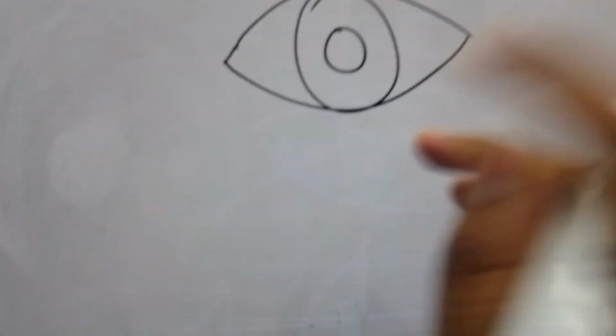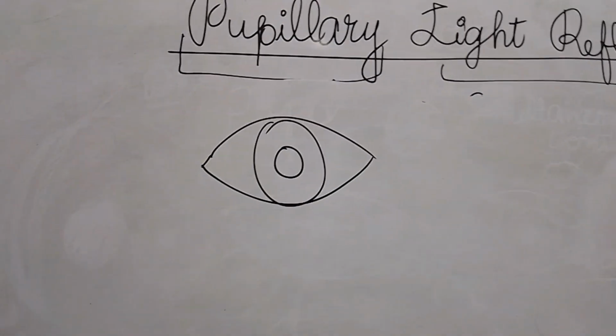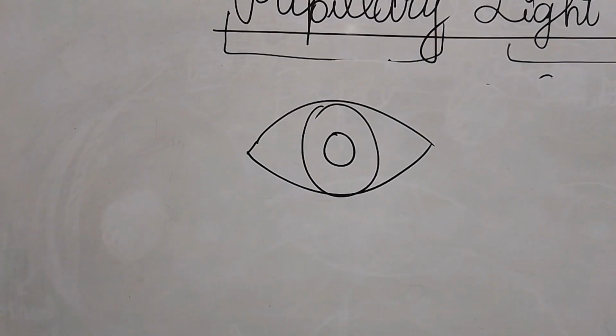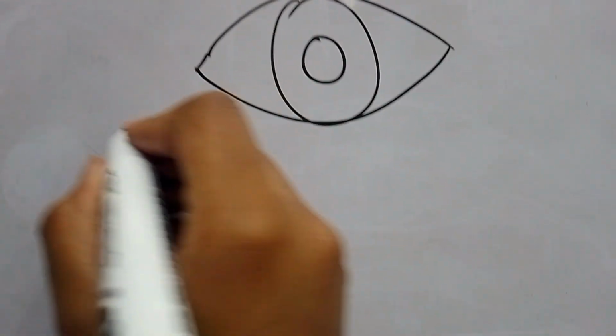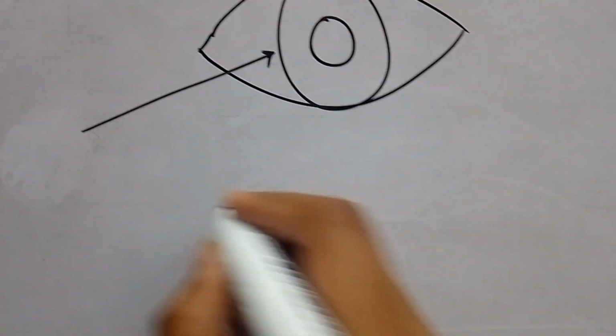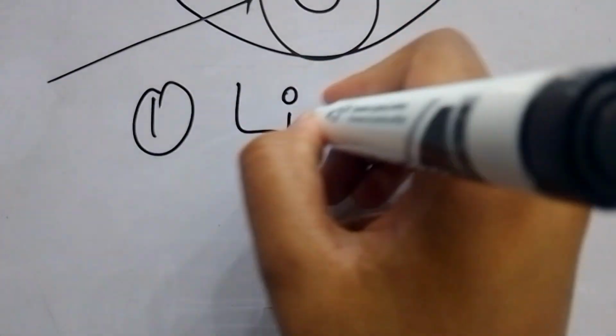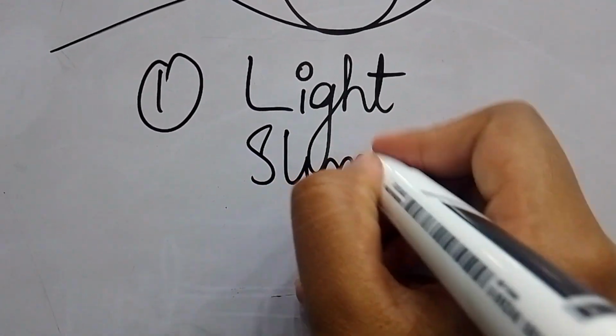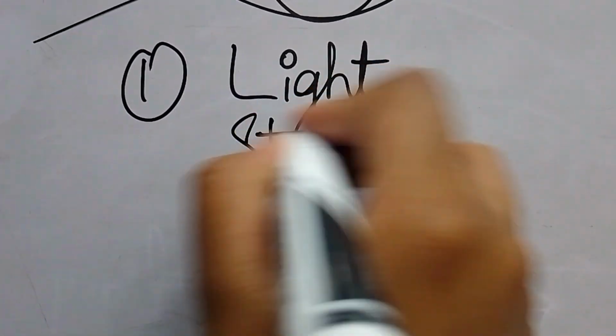Okay, so we are going to see what happens when you throw light on the patient's one eye. This is the normal size of the pupil, right? Which is approximately 4 millimeters. But now you have thrown the light onto the patient's eye. So the first step is light stimulus. The first step is that the light stimulus enters the eye.